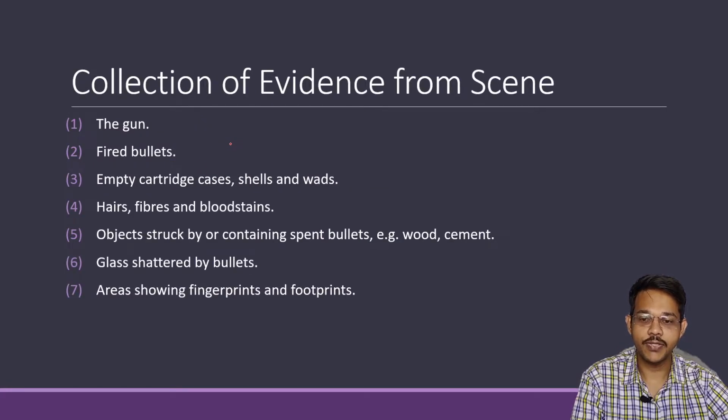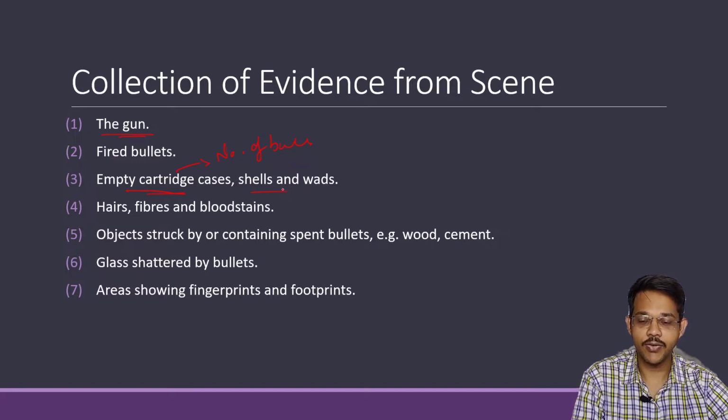Collection of evidence from the scene. There we have to collect the gun if it is found, then fired bullets. How many bullets have been fired has to be determined, and evidence is collected. Empty cartridge cases found on the scene have to be collected. This will tell the number of bullets fired. So the number of empty cartridges will be equal to the number of bullets fired.